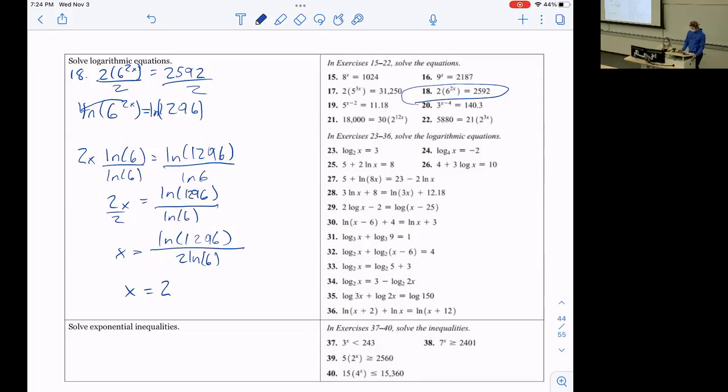All right, what other questions do you all have? I know it gets pretty intense towards the end here with the logs and the exponents. I hate logs. I feel you.